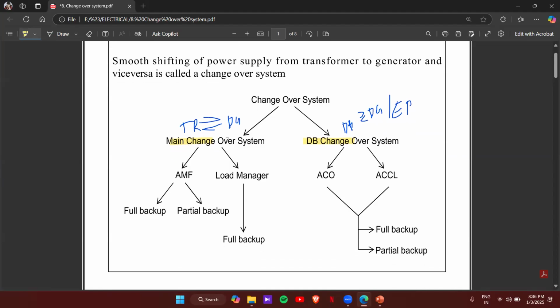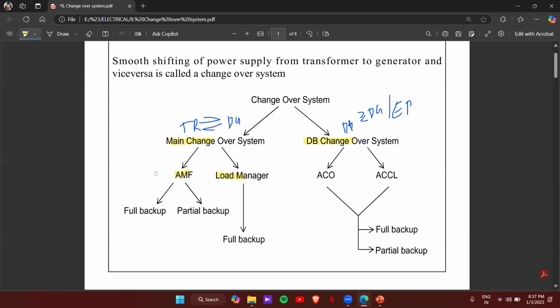And so the main classification, again we have two sub classifications, that is AMF and load manager. AMF means auto mains failure, and the second one is the load manager. Both will be sensing both the DG side and the transformer side. The purpose of these is, if there is no supply from the transformer side, it will automatically turn on the DG side. That's the purpose of both AMF and load manager.